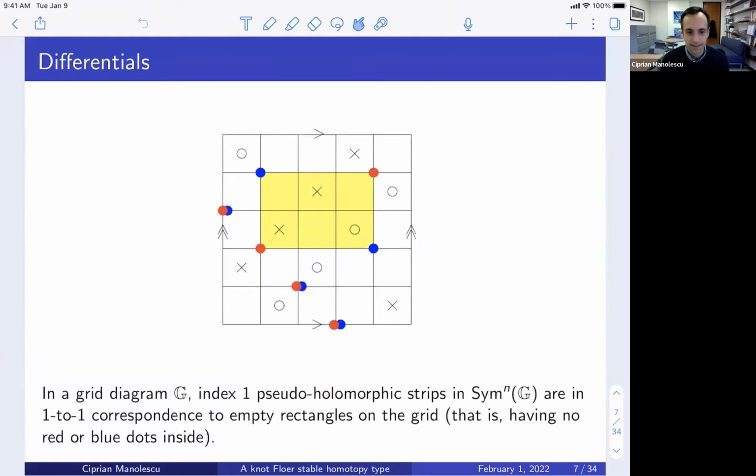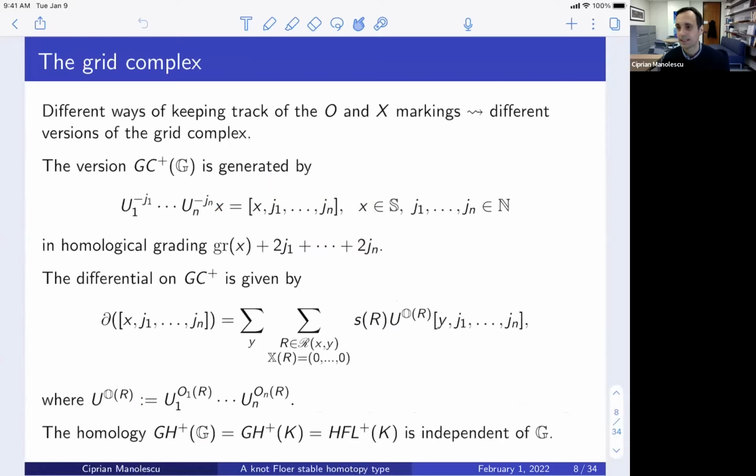And then we have rectangles, which correspond to pseudo-holomorphic strips in the symmetric product of the grid. This is really some version of Lagrangian Floer homology, but combinatorially we just count these rectangles. So when the red and the blue differ exactly in two rows and two columns, there's a rectangle, and if it doesn't have any other dots inside, well, we're going to keep track of it. And we're defining the grid complex.